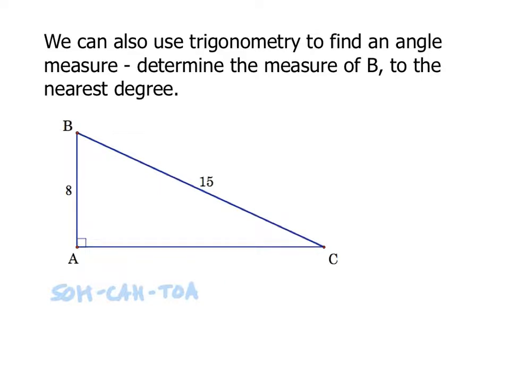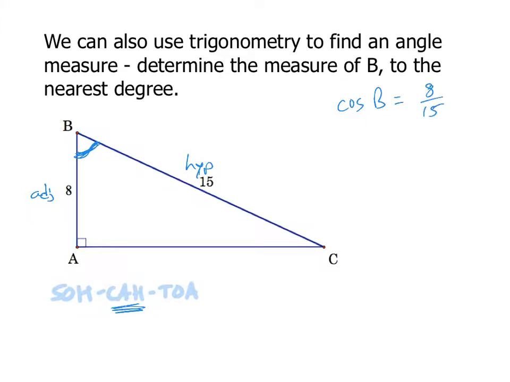But anyway, I'm looking for the measure of angle B. Oh, we're back, good. So based on angle B, 8 is the adjacent side. 15 is the hypotenuse. So if I've got adjacent and hypotenuse, I'm using cosine. So the cosine of angle B is going to be 8/15.